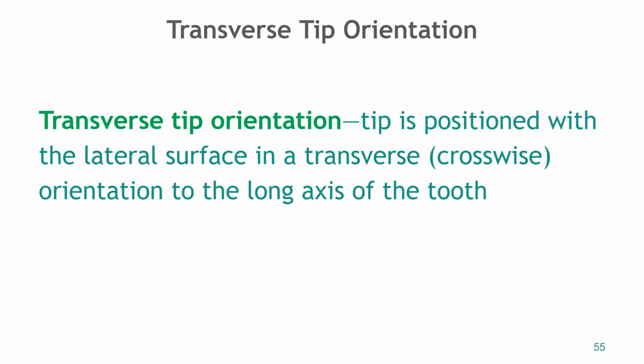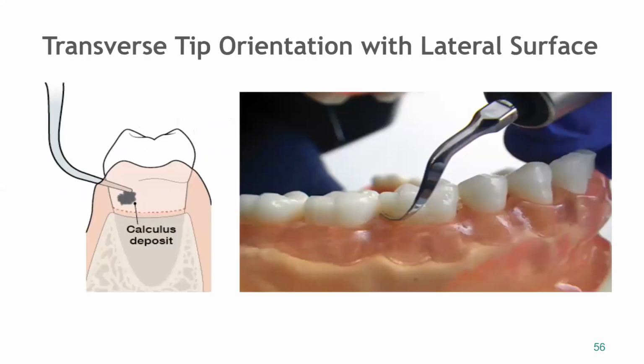The tip is going to be positioned to the lateral surface in a transverse or crosswise orientation to the long axis of the tooth. So here's a picture of that. We just want to stay adapted and see they're going to start at the coronal-most portion of the calculus deposit and work their way down to the base of the pocket, okay?